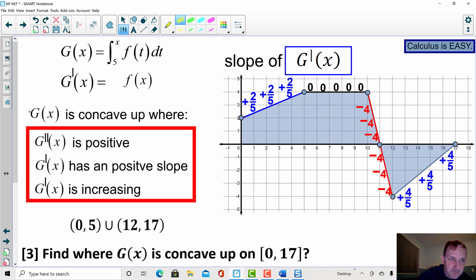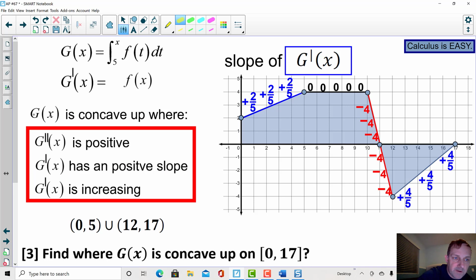Now this is a little bit of a summary. We're talking about where g is concave up. This says that g is concave up when g double prime is positive. Again, that's what we already said. When g double prime is positive, that's where g is concave up. Here's another example. g is going to be concave up when g prime has a positive slope. So here's the slope of g prime. You can see where it's positive, I put a plus, and that's where g is going to be concave up.